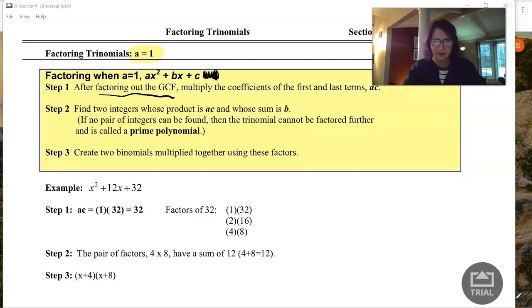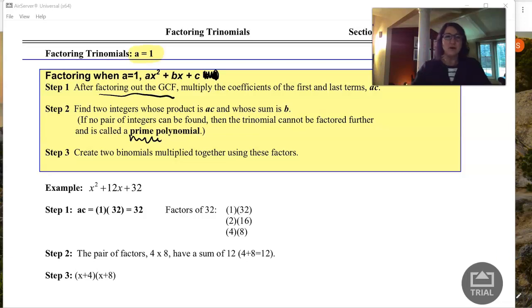That sounds a little confusing, but you'll get it once we do a few examples. If you can't find any numbers that can be multiplied together and can also be added to equal that B, well, then it is called a prime polynomial and cannot be factored. And then lastly, your goal is to create 2 binomials that are being multiplied together using those factors.